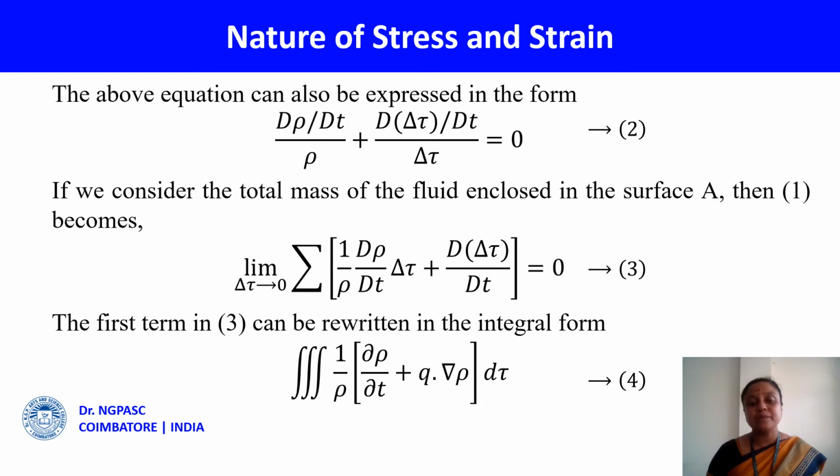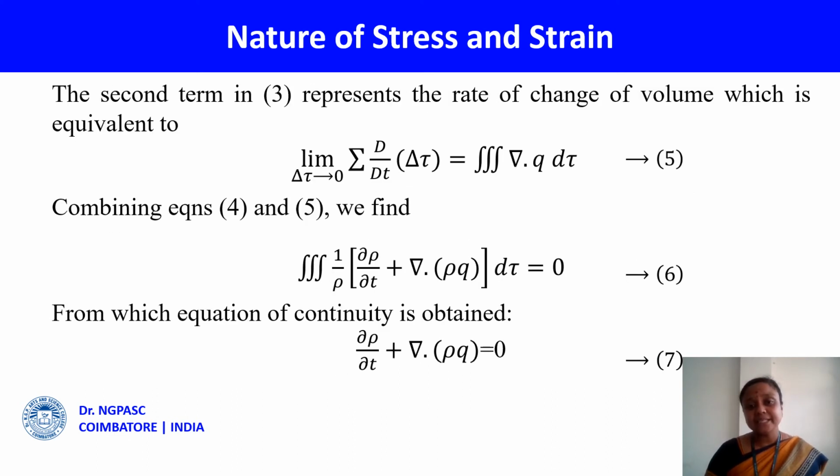The first term in equation number 3 can be rewritten in the integral form as triple integral over the domain 1 by rho into dou rho by dou t plus q dot del rho into del tau. And the second term in 3 represents the rate of change of volume, which is equivalent to limit del tau tends to 0 summation d by dt of del tau, which is nothing but triple integral over del dot q into d tau.